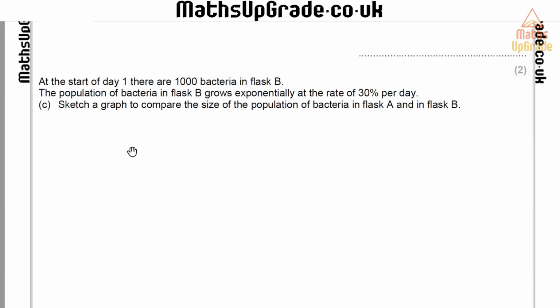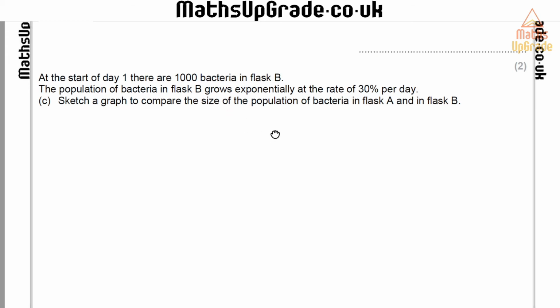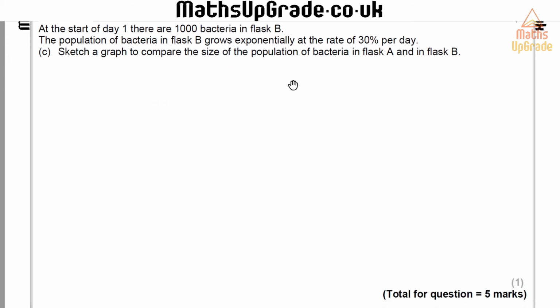In part C, it says at the start of day 1 there's 1,000 bacteria in flask B. So they're on about a different flask now. The population of the bacteria in flask B grows exponentially at a rate of 30% per day. So in flask B it doesn't grow as fast, it's 30% growth rate, whereas in flask A it was 50% growth rate. Sketch a graph to compare the size of populations of bacteria in flask A and in flask B.